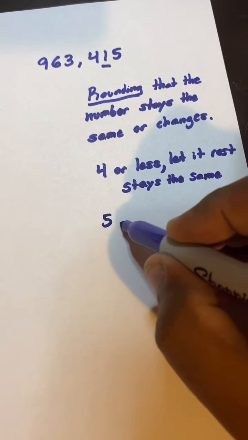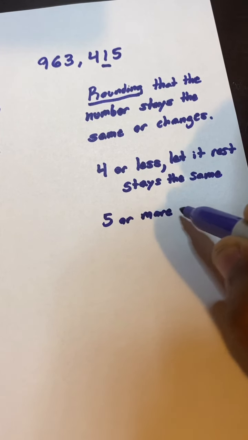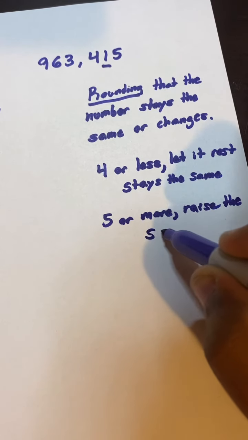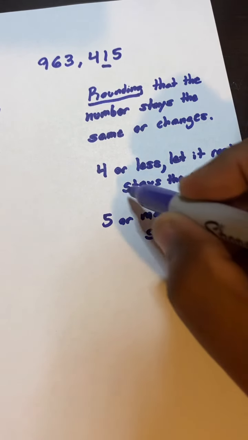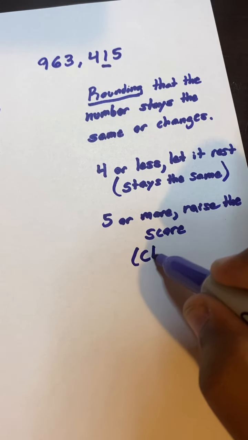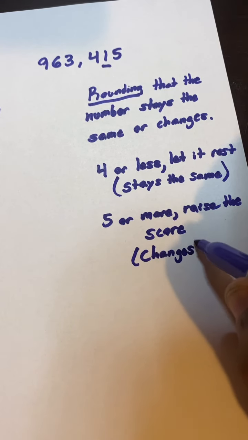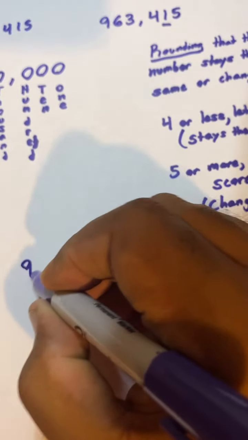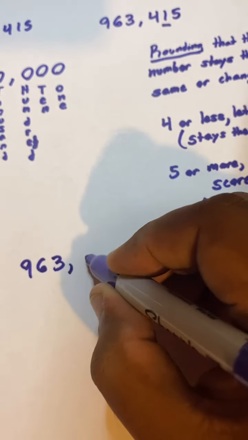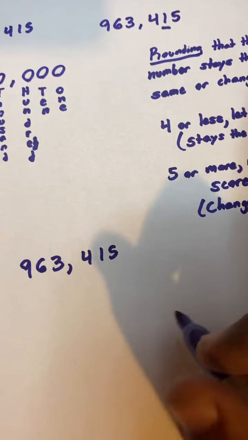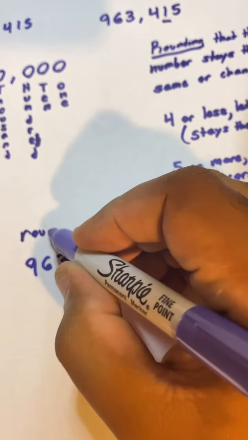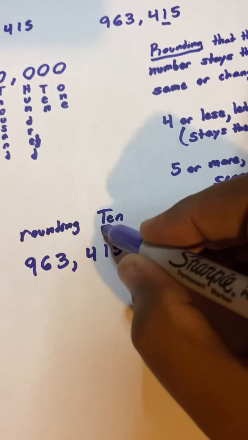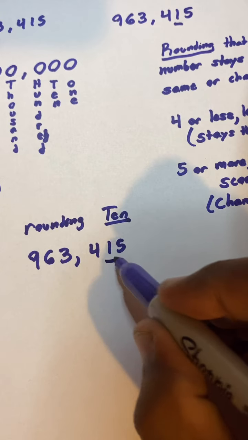If it's 5 or more, raise the score. And that means it changes. Okay, I'm going to rewrite this number so y'all can see what I'm saying. So we have 963,415. We are rounding to the nearest 10. We know the 10 is the 1.